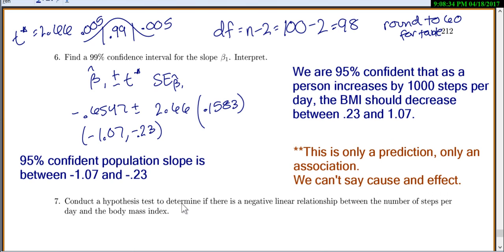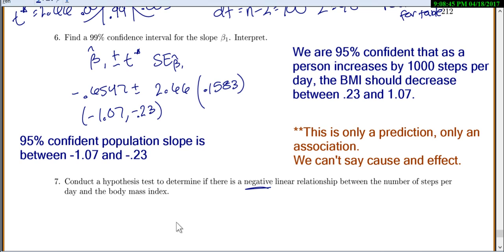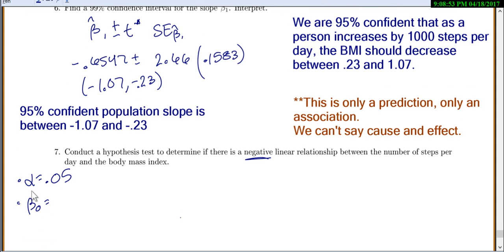Finally, we want to conduct a hypothesis test to determine if there's a negative linear relationship between the number of steps per day and the body mass index. So alpha equals 0.05. We need to write our hypotheses. We don't have to check our assumptions because it's too complicated for this class.